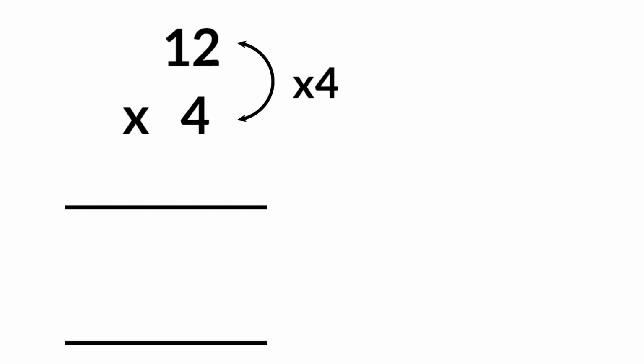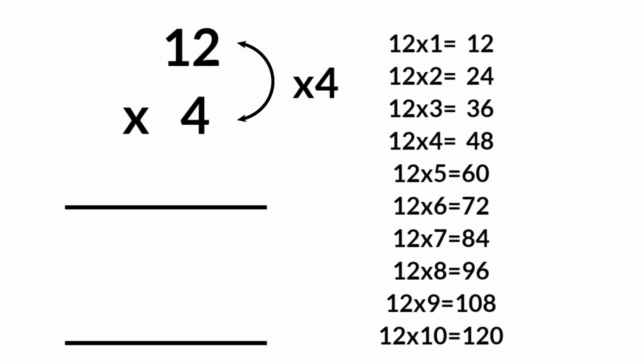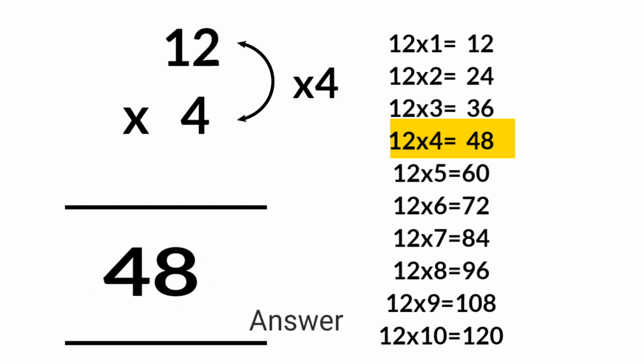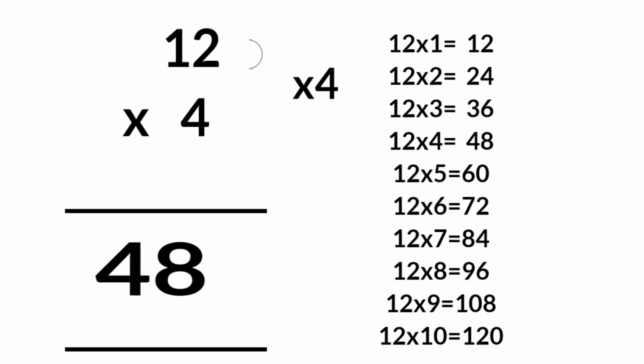12 multiplied by 4 is equal to, if we want to know the correct answer, we write the table of 12 and read this table. 12 1s are 12, 12 2s are 24, 12 3s are 36, and 12 4s are 48. So 12 multiplied by 4 is equal to 48. 48 is the correct answer.